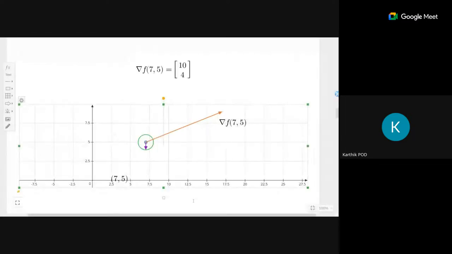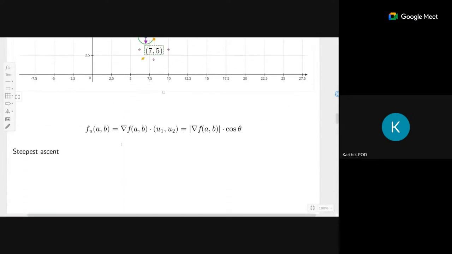So did everyone get the idea of steepest ascent and steepest descent? For the ascent, we need this cos theta to be 1, the maximum value. So you have to move in the direction of the gradient.